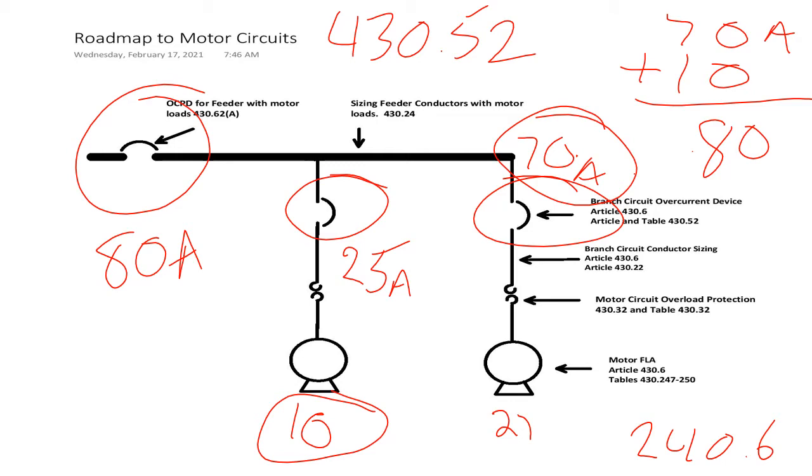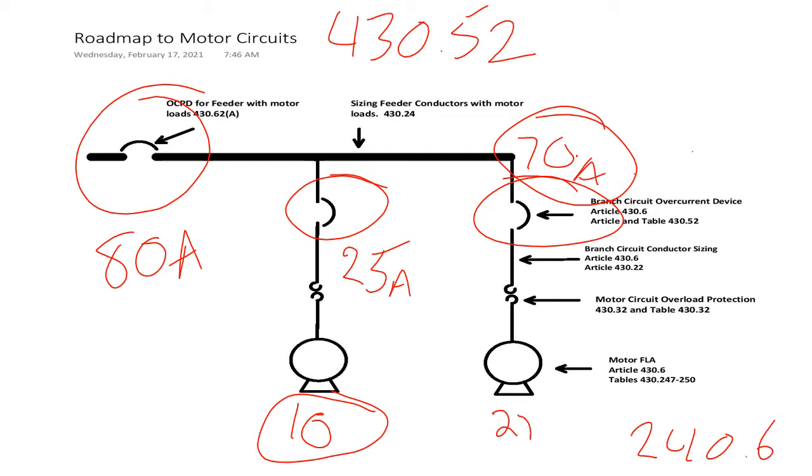That being said, let's say our math didn't come up exactly to 80 amps. What if it came up to 83? Well, I don't have permission, according to 430.62(A), to increase that to the next size up. I only have permission to go back down to the next standard size. There's no permissions on a feeder to go to the next size up.